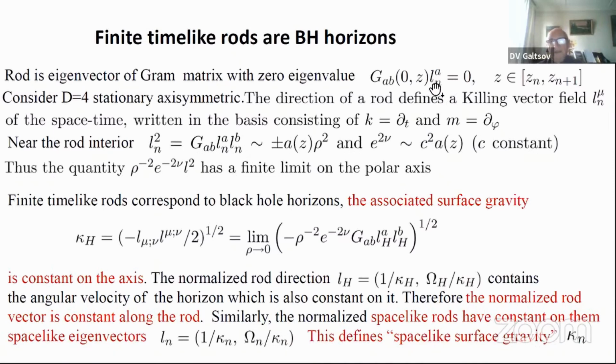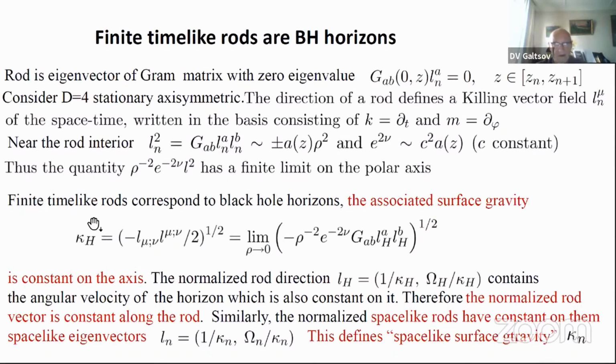Once again, let me denote it like L now, and consider D equal 4. So this L will be a two-dimensional vector in the space of t and phi coordinates, and basically can be expanded in terms of K and M. Near the rod, the norm scales as rho squared, where rho is the radial Weyl coordinate. This also follows from the Einstein equations. This is for the vacuum case first.